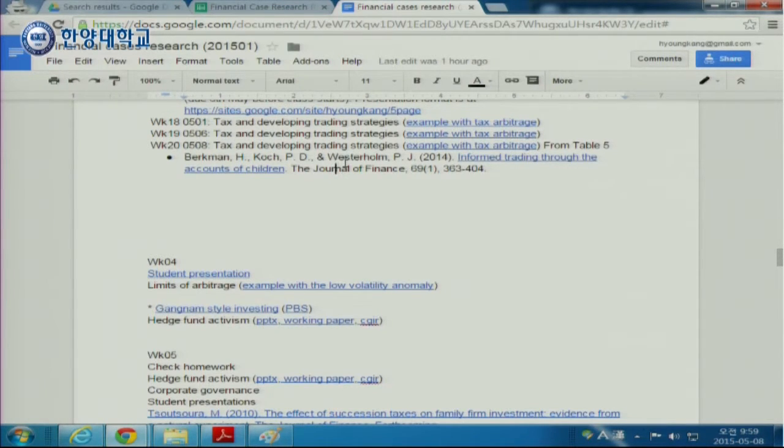Before I show you the paper, can you guess why on earth the children account should possibly be more informative than the adult account? Why would the guardians of the children account undertake more informed trading than those in the adult account? What would be the possible explanation? Why does the children account contain more information?